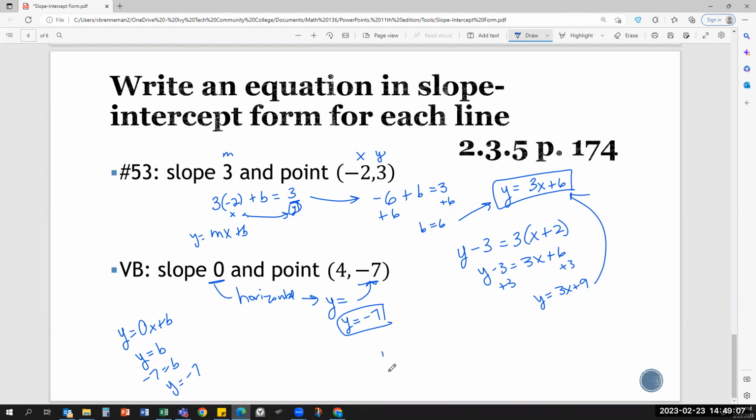Or in point slope form, y plus 7 equals 0 times x minus 4. 0 times anything makes that whole result 0. So y plus 7 equals 0. Then that gives the y equals -7. Right? So that's slope-intercept form.